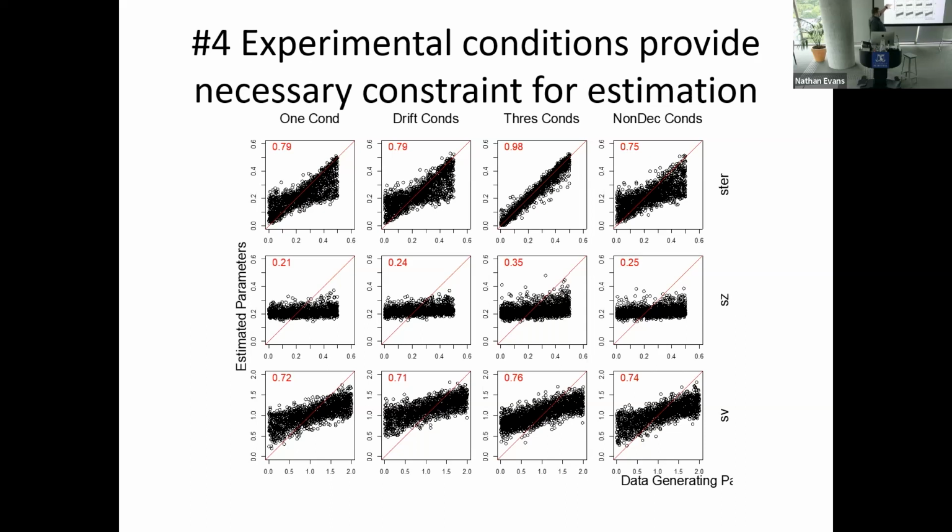The other key thing is the between trial variability parameters, right? So same thing again, but this time for STER, SZ, and SV. The one case where this does seem to be true, where constraint really does help, is actually a threshold manipulation heavily constraining STER. So as you can see, STER does pretty well in all other cases, but when there's a threshold manipulation, it does really well, right? So there does seem to be a case where the experimental constraint does really help, but it doesn't seem to be globally true, right?